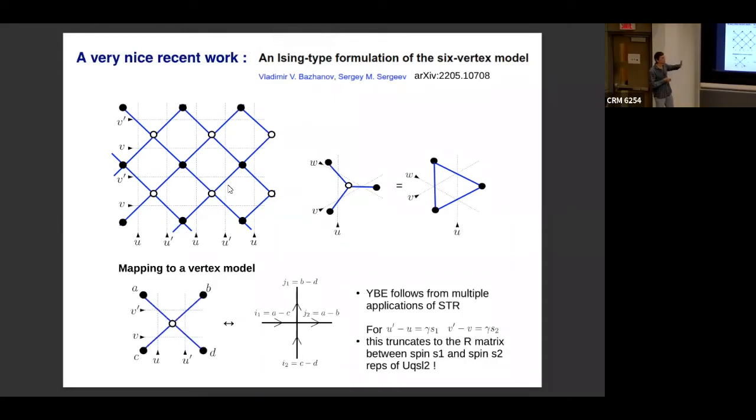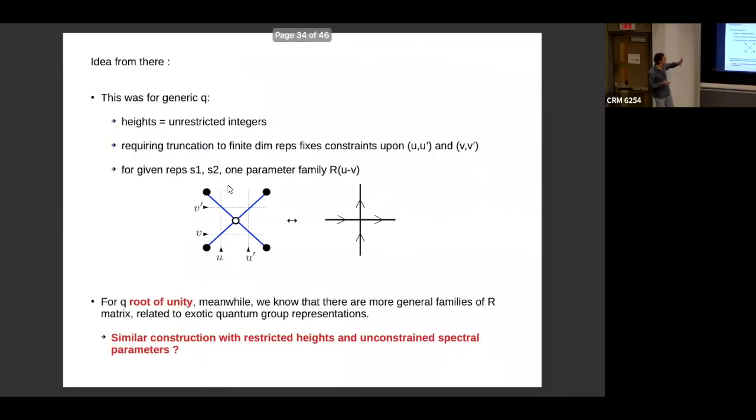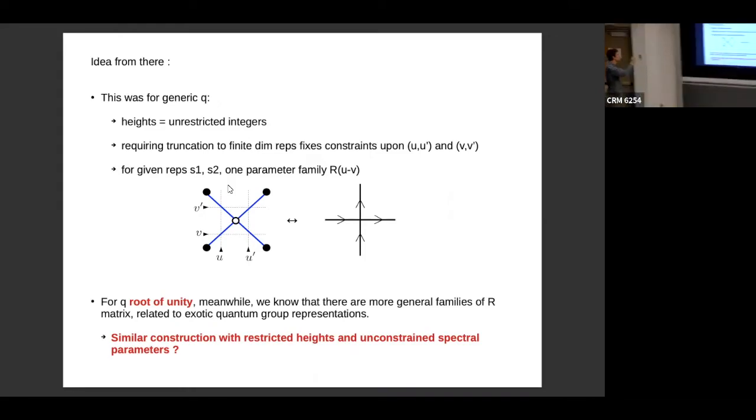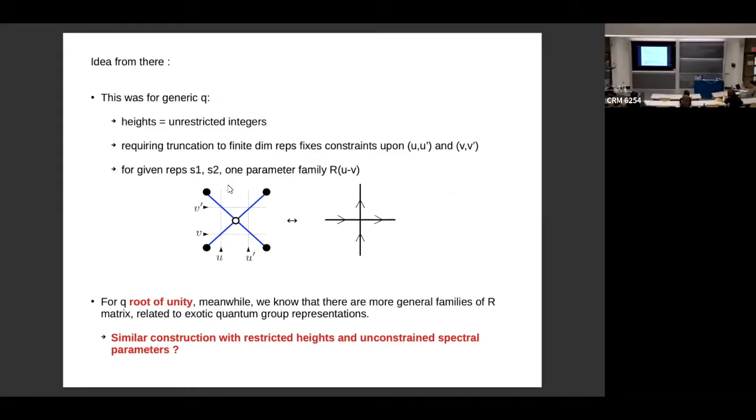Okay, so that's basically what they did, and so let's see what we can do from there. So let me recap the situation for the Bazhanov-Sergeev paper. What they do is for generic q, or generic anisotropy. I recall that the heights of the spins take unrestricted values, and only once you specify two representations, say s1, s2, then you fix constraints upon the spectral parameters, u, u prime, v, v prime.